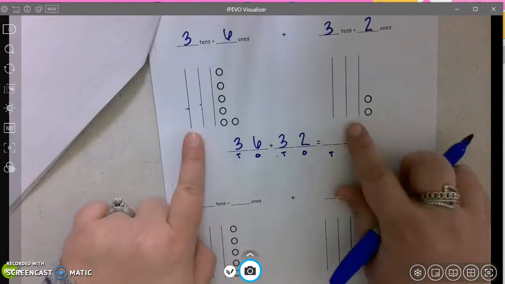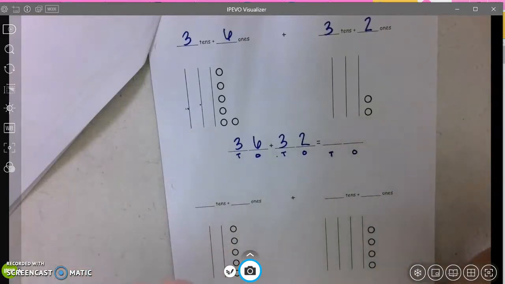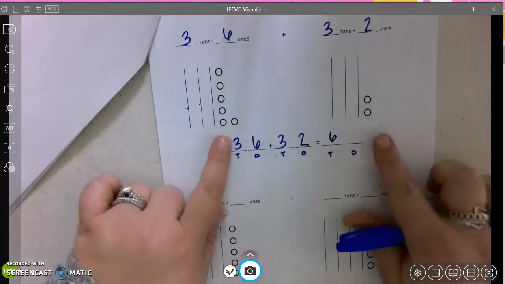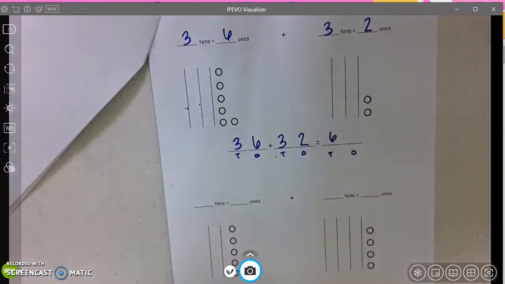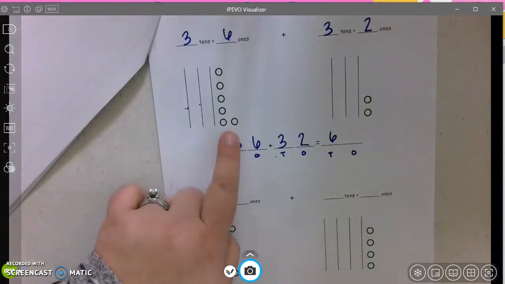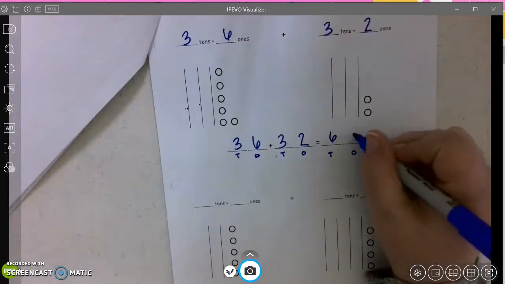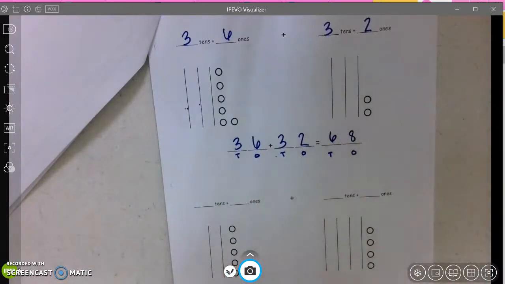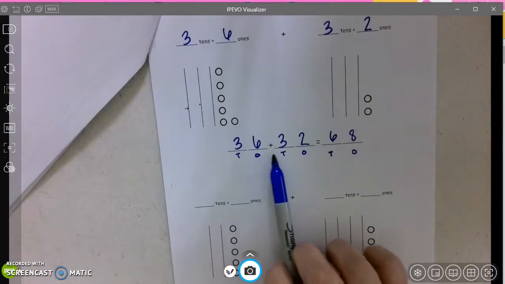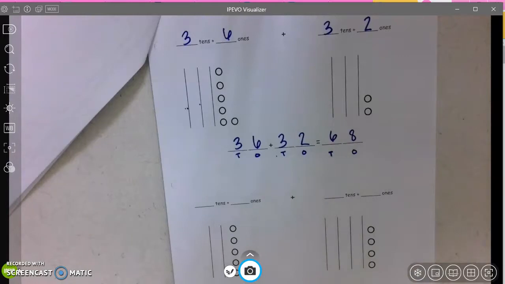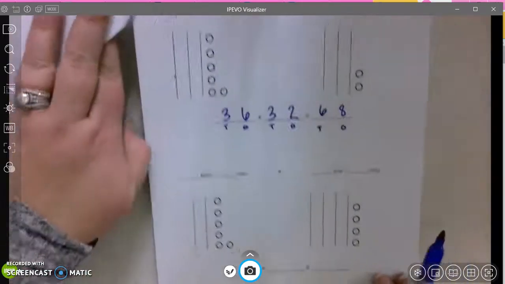So take a second and look at 36 and 32 and count how many tens you have. There's 3 over here and 3 over here, and 3 plus 3 is 6, right? So we have 6 tens. Now take a second to count how many ones you have. There's 6 over here, and then there's 2 over here, so there's 8 altogether. Let's read our addition equation real quick. 36 plus 32 equals 68. Great job. All right, let's do one more.